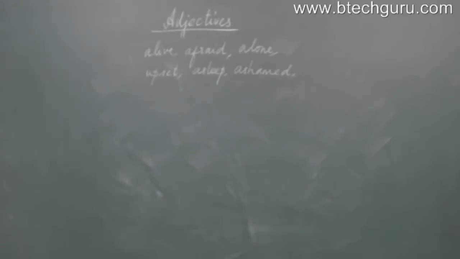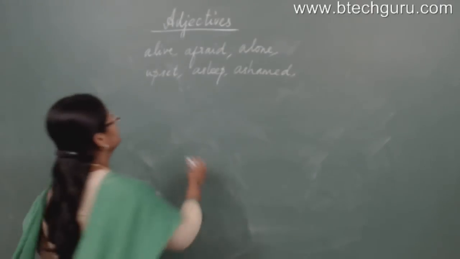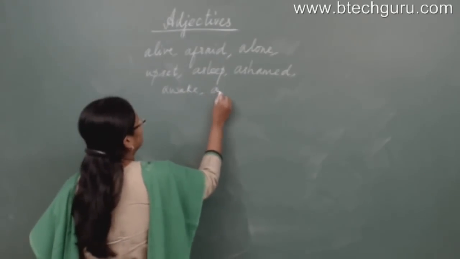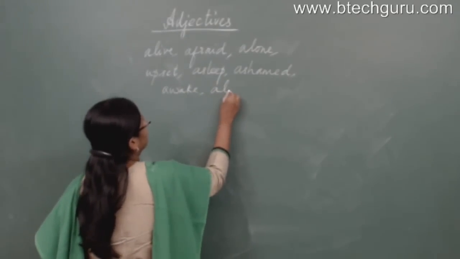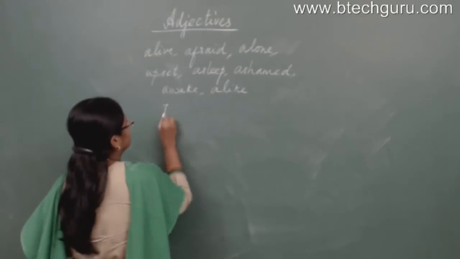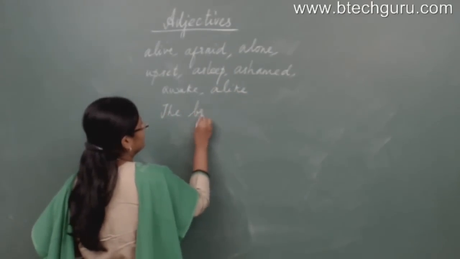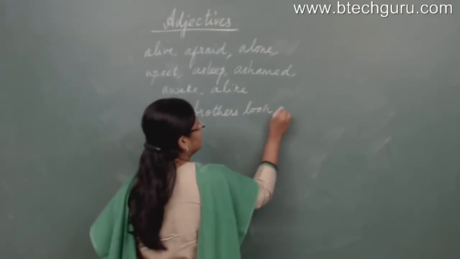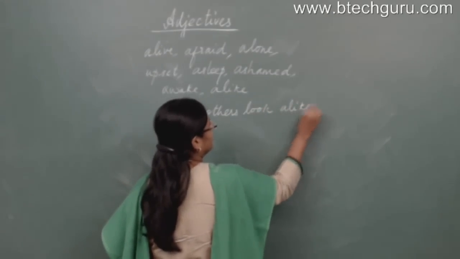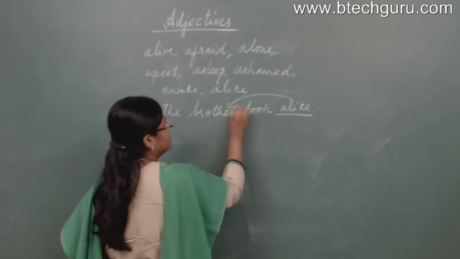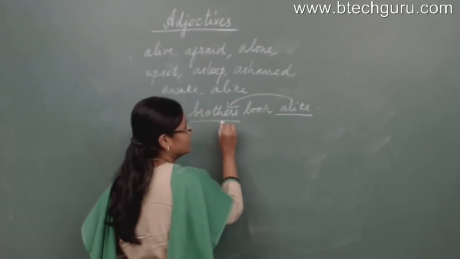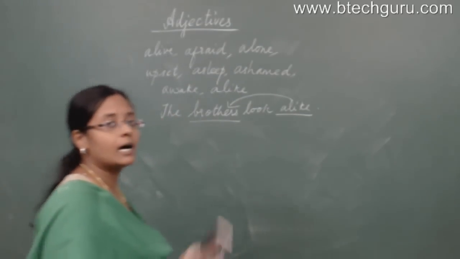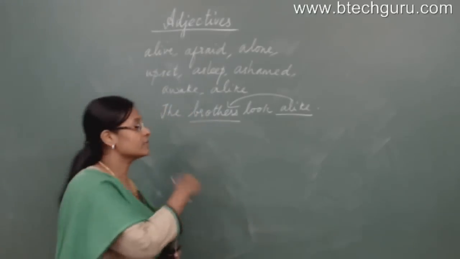There's one more: awake. Like asleep, and then alike. See, the brothers look alike, we say. Alike talks about the brothers, but it is always used only after the noun. So they are always used predicatively, which means after the noun, after the verb.